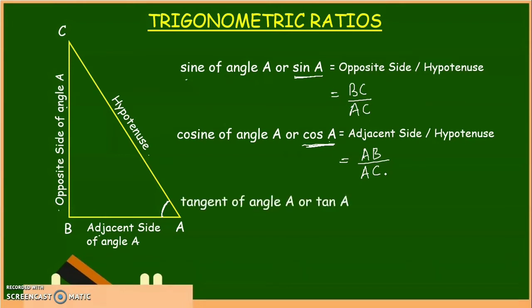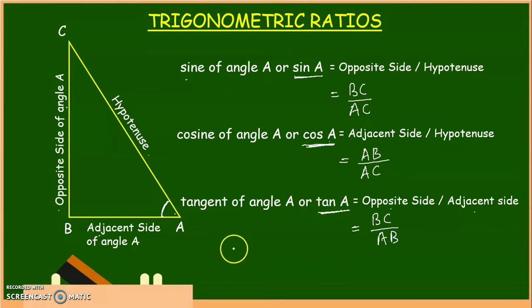Now the third trigonometry ratio is known as tangent of angle A, or in short you can say tan A. And tan A is the ratio of the opposite side to the adjacent side. So tan A equals opposite side divided by adjacent side. So here for angle A, the opposite side is BC and the adjacent side is AB. So this is tan A.